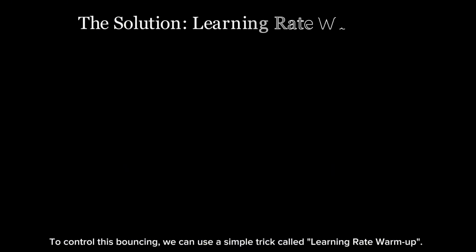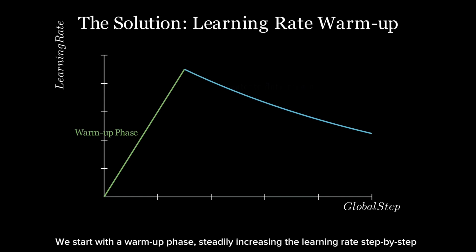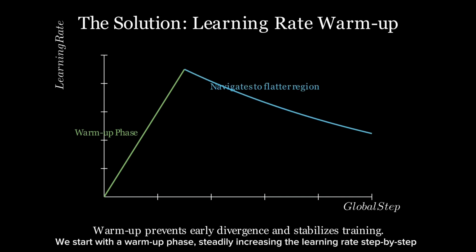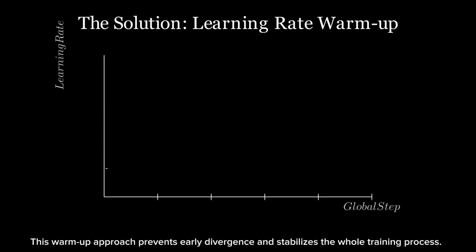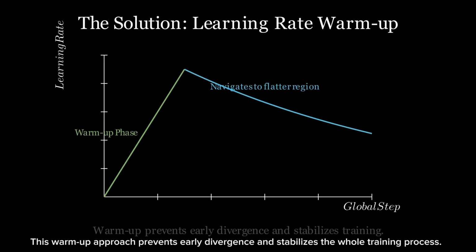To control this bouncing, we can use a simple trick called learning rate warm-up. We start with a warm-up phase, steadily increasing the learning rate step by step before lowering it to navigate safely into that flatter region. This warm-up approach prevents early divergence and stabilizes the whole training process.